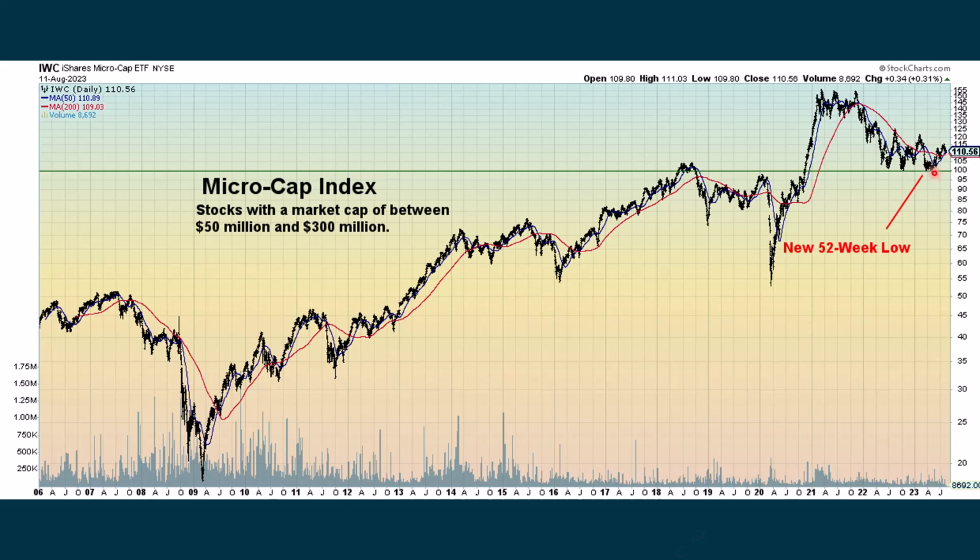We really watch this when we drop below 100. We recently set a new 52-week low. Since then, we've been able to bounce back up, and we're actually seeing a golden cross with this index.